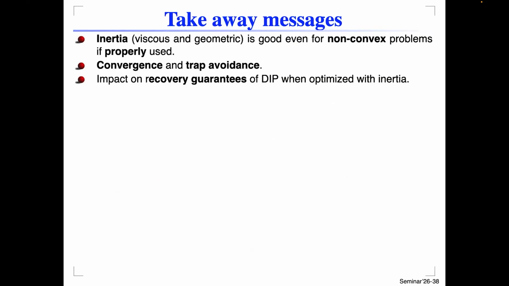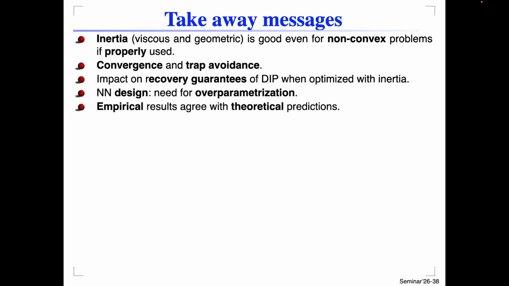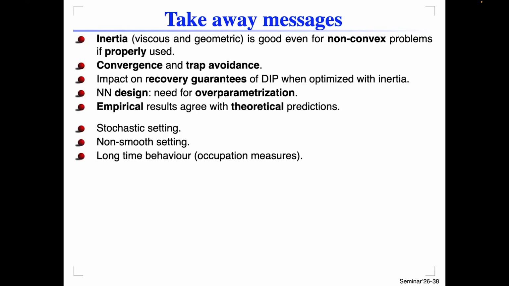We can have, this has an impact on the recovery guarantees for inverse problems. And also, this will give some keys on how to design the neural networks that are needed for all this to work. And it seems, at least in experiments that we did, we have really good agreement between the empirical and the theoretical predictions. So we're working on a lot of generalizations for this, the stochastic setting, the non-smooth setting, the long-time behavior.